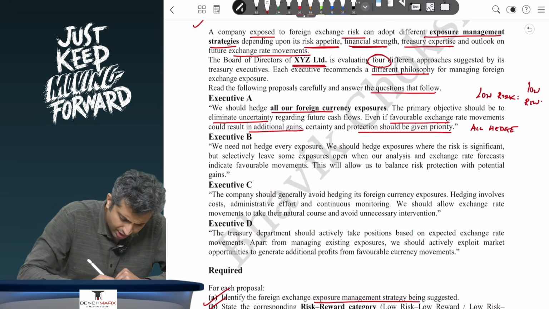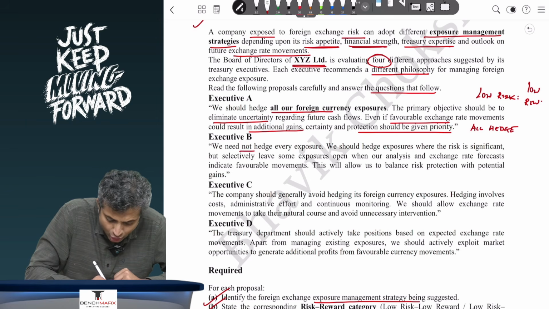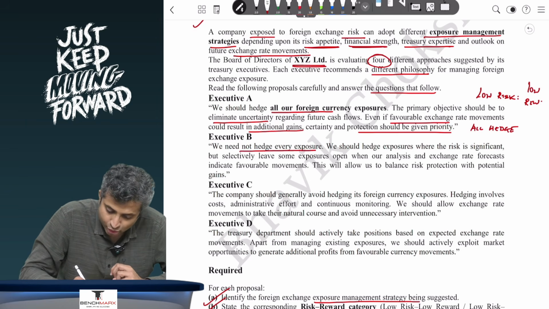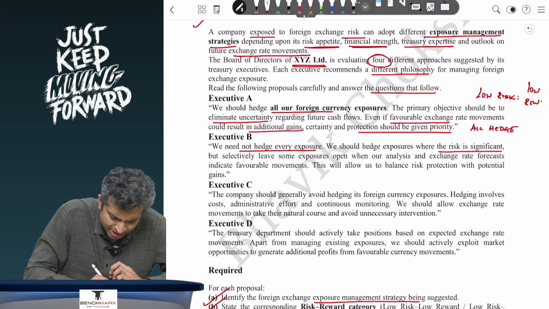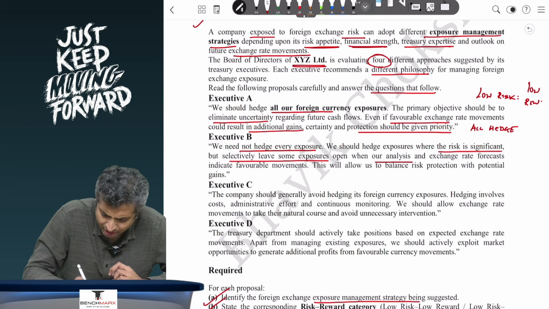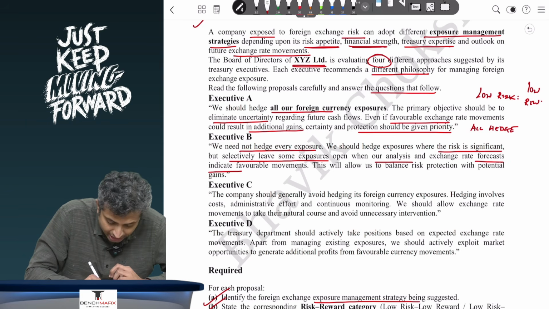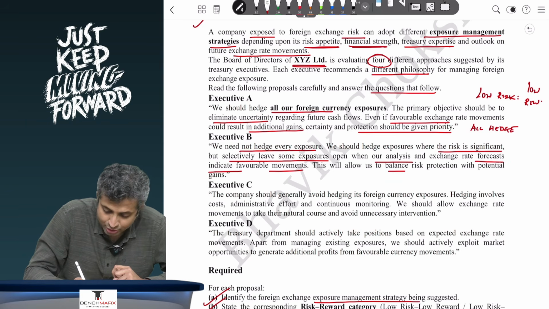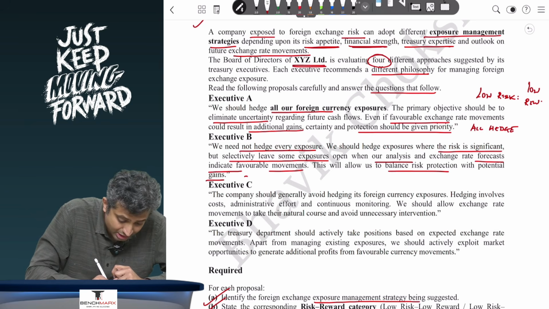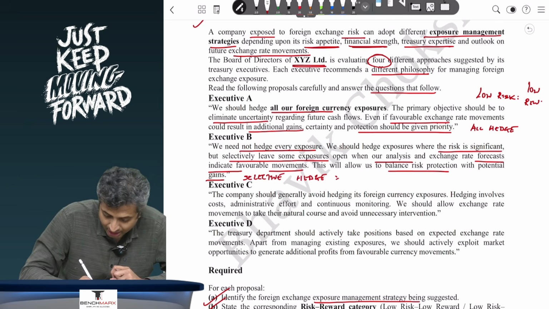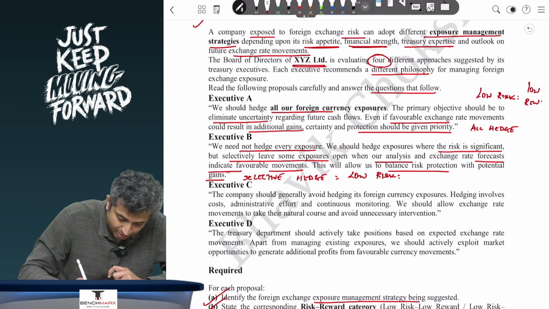Okay. Executive B: we need to hedge, but we need not hedge every exposure. We should hedge exposures where risk is significant, but selectively leave some of the exposures open where our analysis and exchange rate forecast indicate favorable movements. This will allow us to balance risk protection with potential gains. I would say this is selective hedging. And when I look at selective hedging, my approach should give me a low risk still, but it can give me a reasonable or even, in certain cases, high reward. So this is for the second executive.